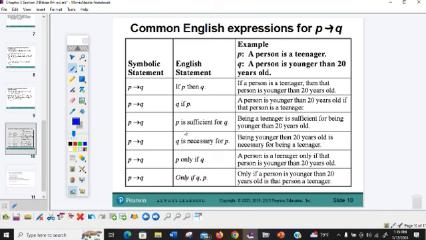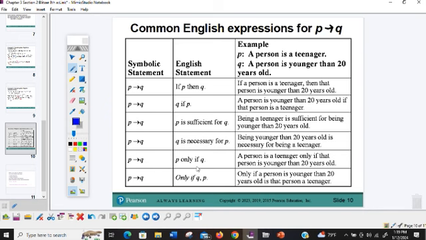Or they may say P is sufficient for Q. Being a teenager is sufficient for being younger than 20 years old. That's the same thing as saying if a person's a teenager, then the person's younger than 20 years old. It's just a different way to say it. The next one, Q is necessary for P. So they start with the second half and they say being younger than 20 years old is necessary for being a teenager. You could turn that around and say if a person is a teenager, then the person is younger than 20 years old. It means the same thing.